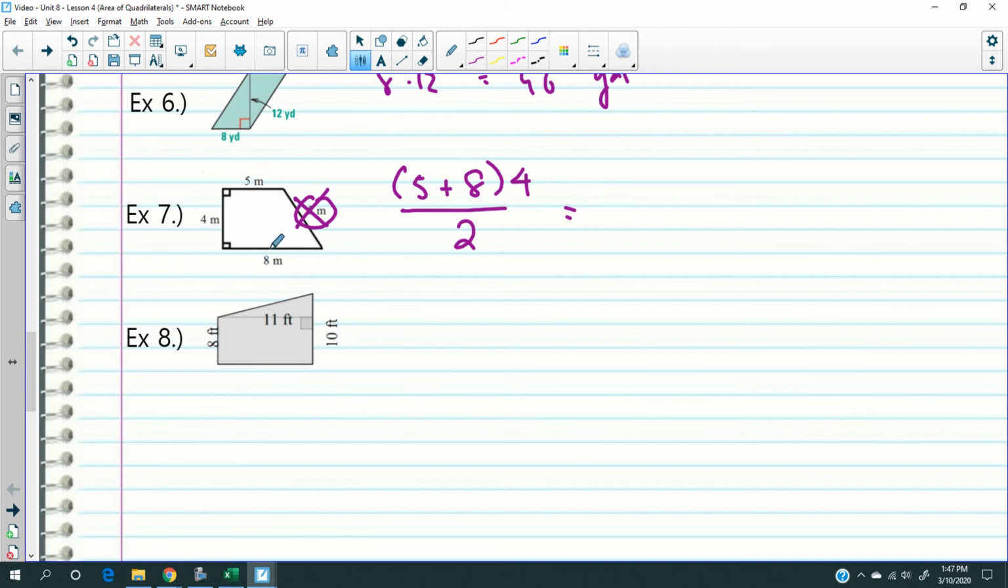Okay, let's see. Base 1, base 2 times height divided by 2. Okay, so that's 8 plus 5. That's 13 times 4 divided by 2. 13 times 4 is 52. Divided by 2, that's 26. 26 what? Meters squared. Okay, all right, one last one.